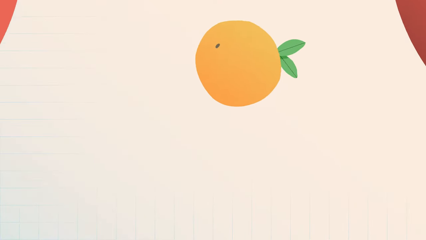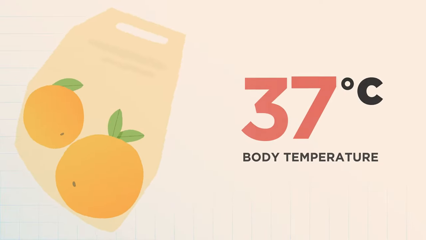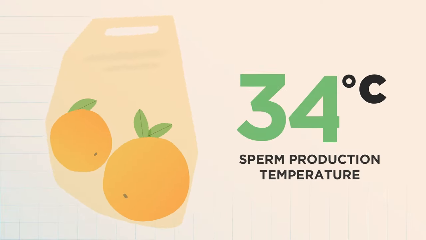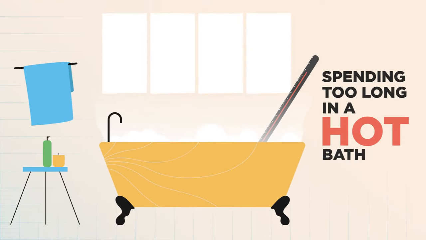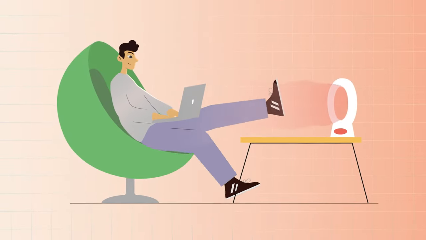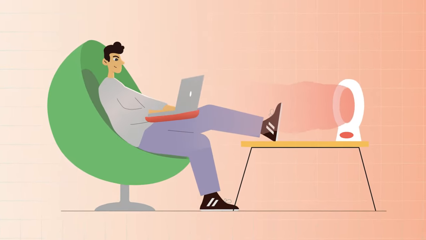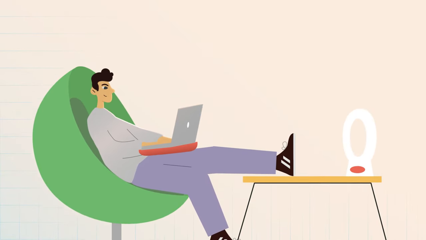Keep them cool. Testicles hang outside your body in the scrotum because the best temperature for sperm production is a few degrees below body temperature. That means spending too long in a hot bath could be a risk. And you should also try to avoid tight pants or trousers, using a laptop directly on your lap, or anything else that might raise the temperature of your testicles for long periods.